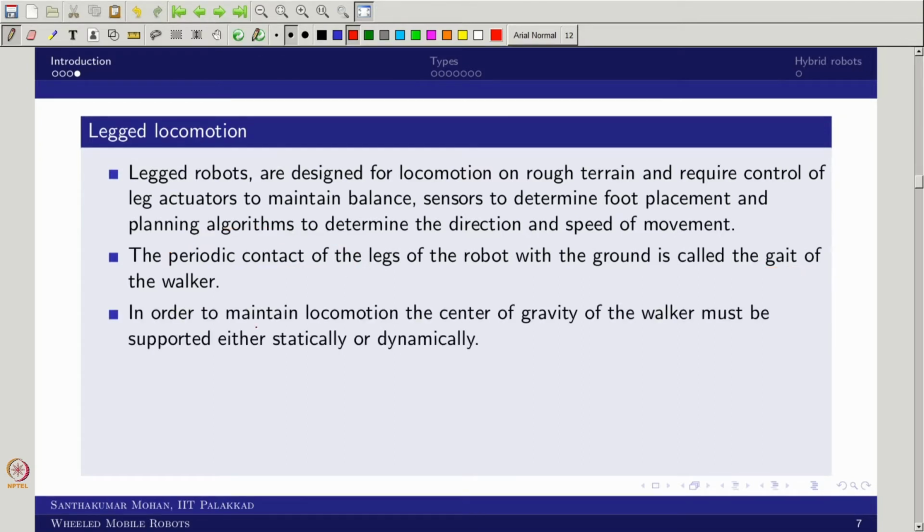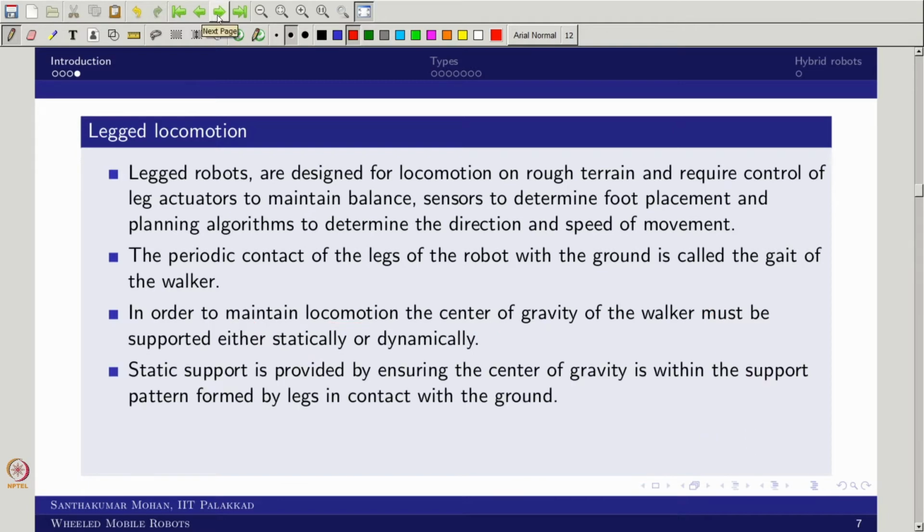Now in order to maintain the locomotion, the center of gravity of the walker must be supported either statically or dynamically. For example, now I am standing in this way, and I am keeping one rod with some mass. If I move this bar, it would maintain its vertical position, right? Then I am trying to do this dynamically stable. If I want to make it statically stable, then I have to have a broad width foot, right? So that is what we are trying to address, in the sense that you need to have both static and dynamic equilibrium.